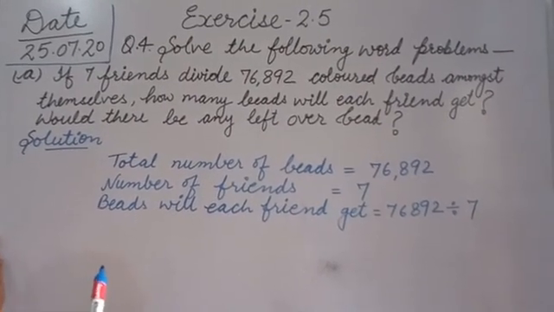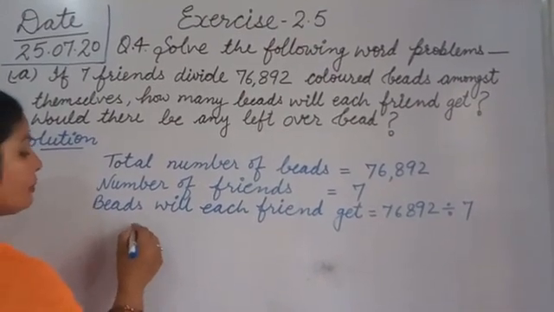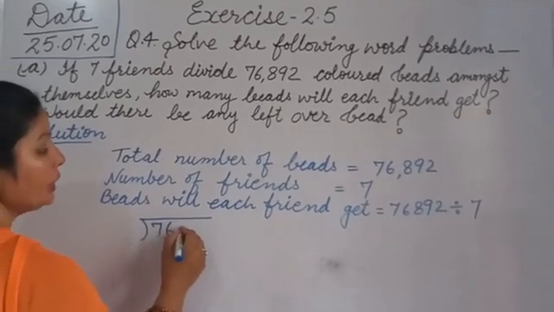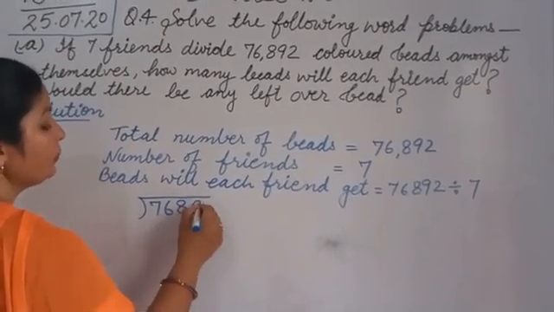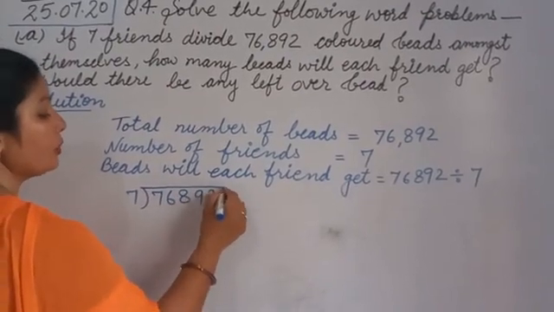Okay, so let me divide now. So 70 we will put here the divide symbol. We will show here the solution. Okay, 76,892 divided by 7. Okay, now we will solve here.